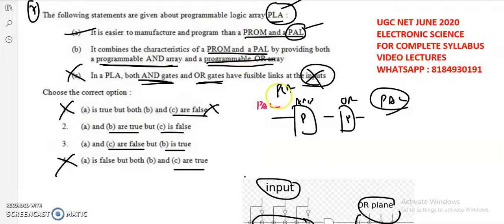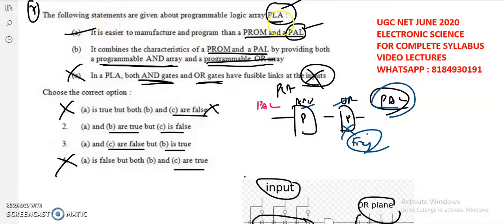So this is the main difference between the PLA and PAL. In the programmable logic array, both the gates are programmable. In the programmable array logic, the AND gate is programmable, but the OR gate is not programmable, it is a fixed one. So that is the main difference between the PLA and PAL.